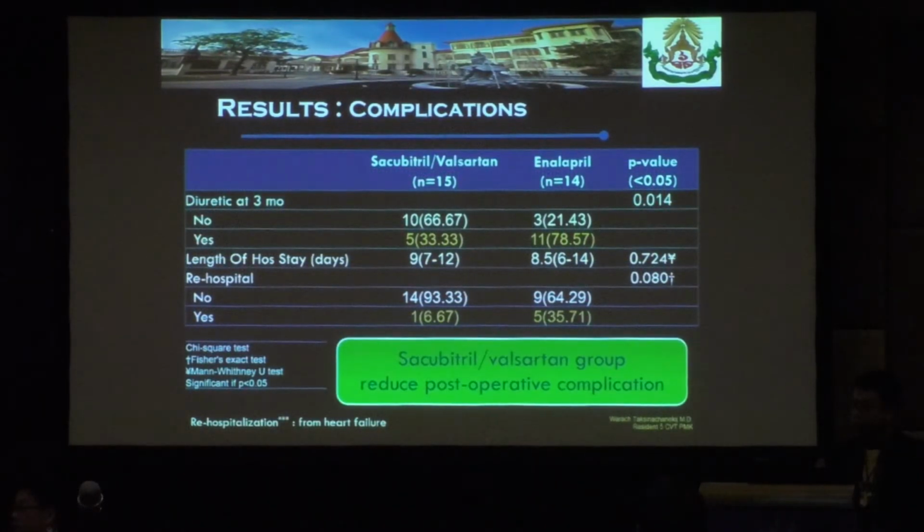In terms of complications, the intraoperative group had 5 patients rehospitalized with heart failure within 3 months post-operatively, but the sacubitril valsartan group had only 1 patient. And the sacubitril valsartan group had a significantly greater reduction in post-operative diuretic duration.